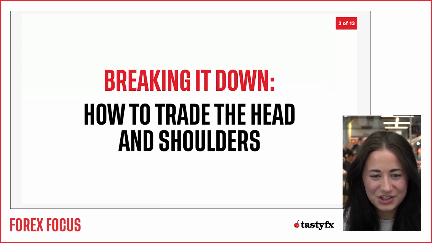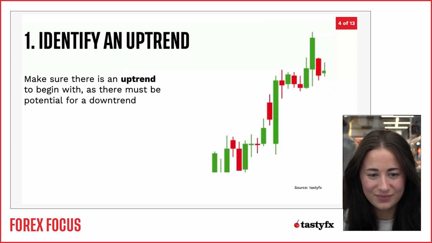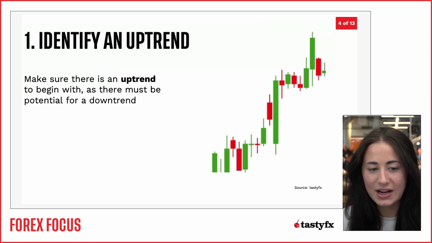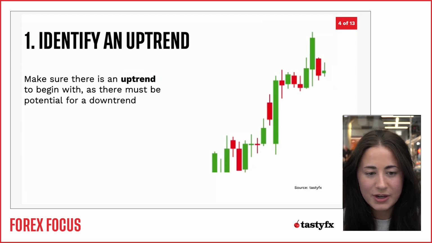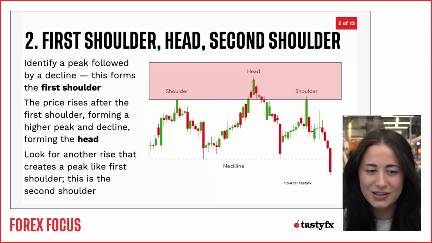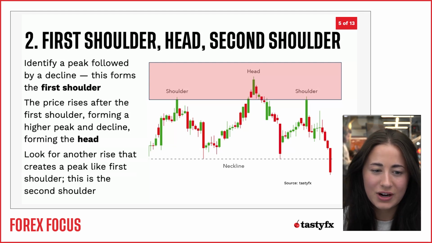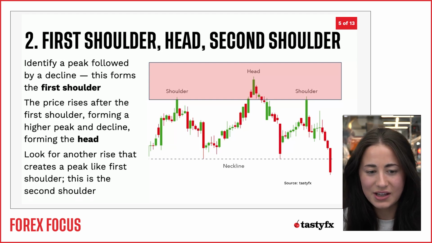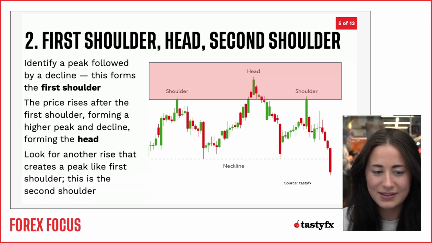So now I'm going to teach you all how to trade this pattern. The first step here is identifying an uptrend. You want to make sure there's an uptrend to begin with, as there must be the potential for a downtrend in order to form that left shoulder. Like I said, you're going to want to identify a peak followed by a decline. This will form the first shoulder. Now, to look for the head, you want to look for the price rising after the first shoulder, forming a higher peak and a decline. And then finally, you want to look for another rise that creates a peak like the first shoulder, and this will be the second shoulder.